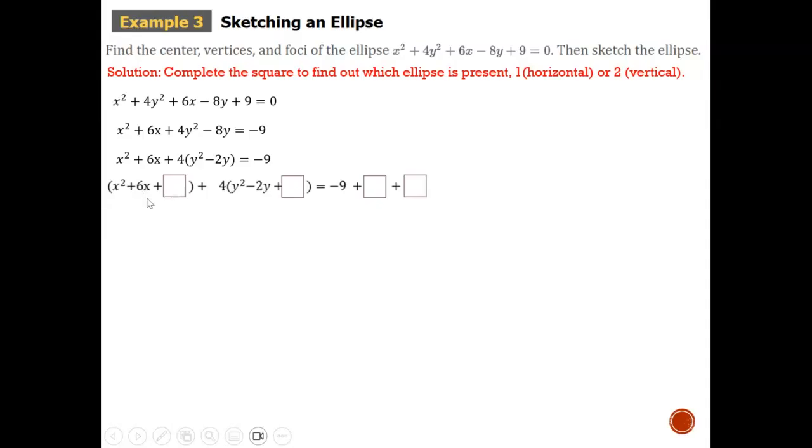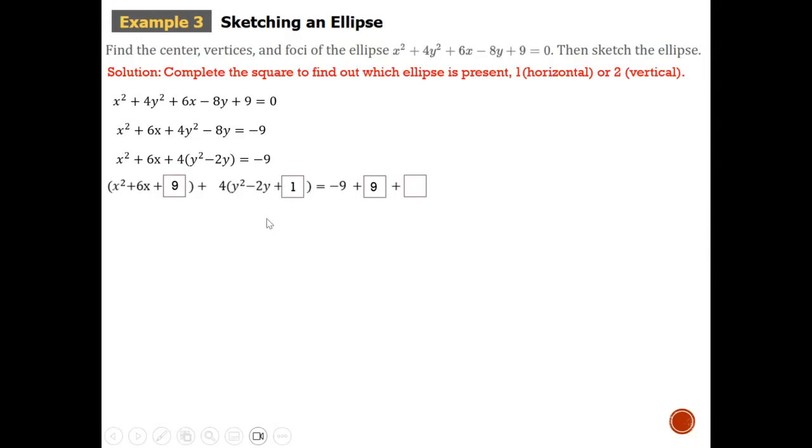So what goes here? What's half of 6? Half of 6 is 3. 3 squared is 9, so 9 goes there. What you put on the left, you also put on the right. 9 and 9. Okay, now let's do the y one. What's half of negative 2? It'll give us negative 1. What's negative 1 squared? It's going to give us 1.